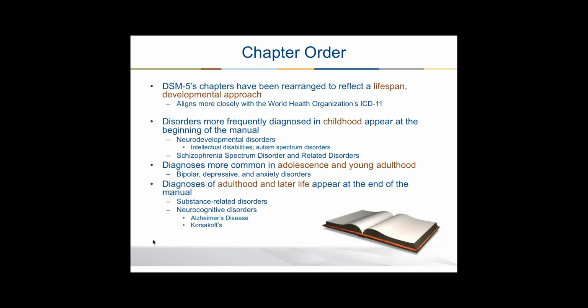And diagnoses that are more common in adolescence and young adulthood, including bipolar disorder, depressive disorder, anxiety disorder, appear in the middle of the handbook. And at the end, the diagnoses of adulthood and later life appear. And that's where substance-related disorders appear, and that's where neurocognitive disorders appear. And those include substance-related disorders that often have a neurocognitive disability. So that's been a change.